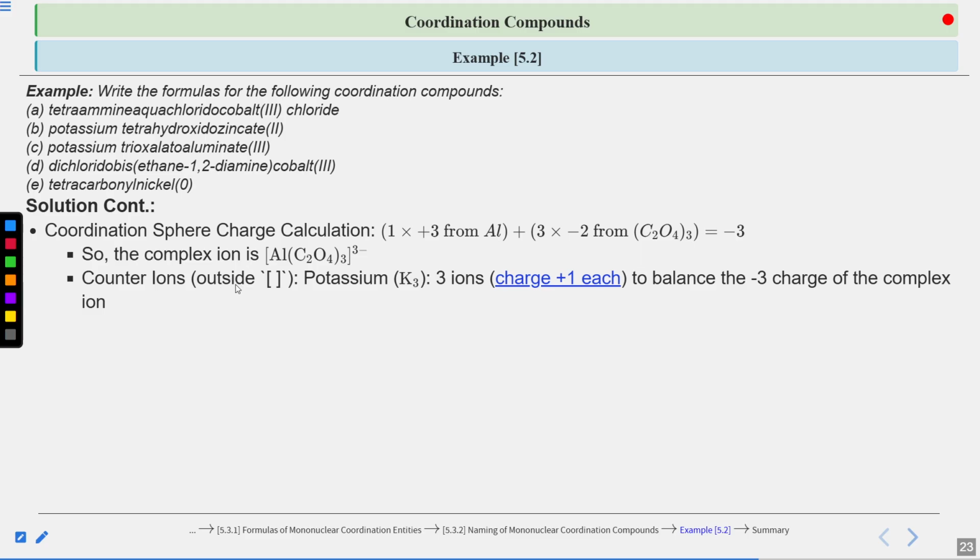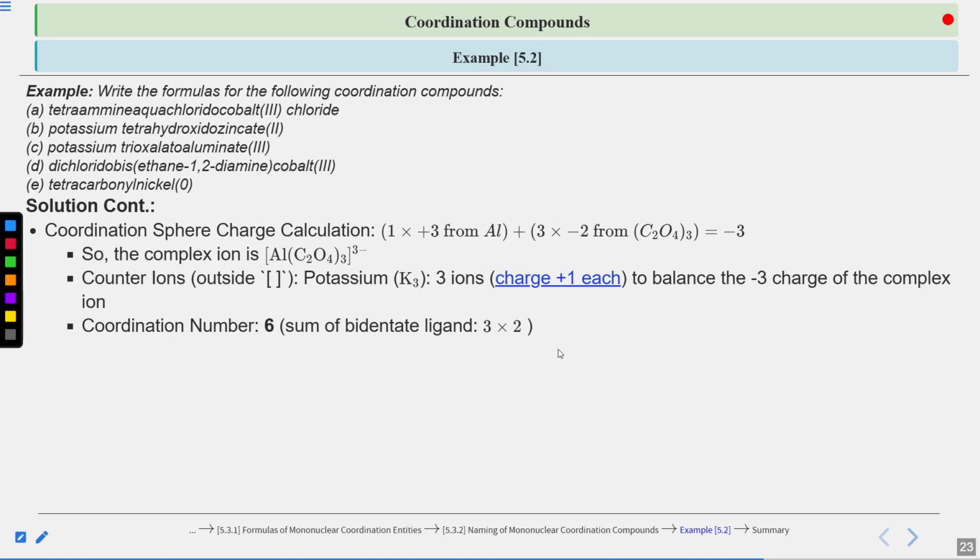So the cations are going to be present outside the square bracket as counter ions, and they are also in 3 number. 3 ions of potassium are going to be there, each carrying +1 charge, so 1 plus 1 plus 1 will be +3, and the +3 charge from the cations is going to balance the anionic charge of the complex, that is -3. And if you talk about the coordination number, it will be the sum of the bidentate ligands. So we have oxalate. Oxalate is a bidentate ligand. That means it can bind through 2 donor atoms at the same time with the central metal.